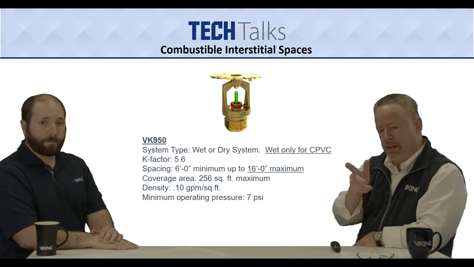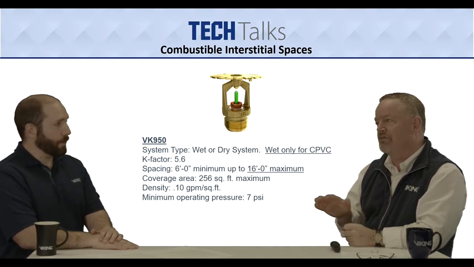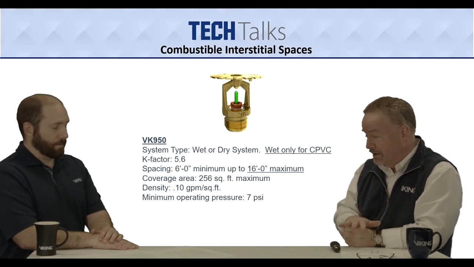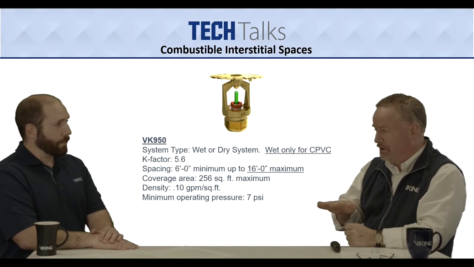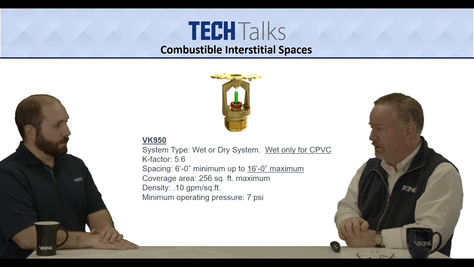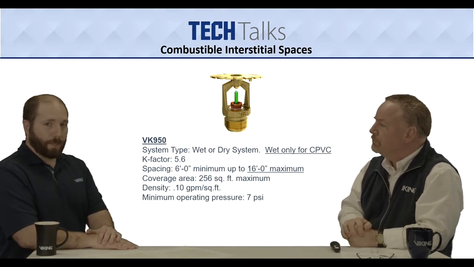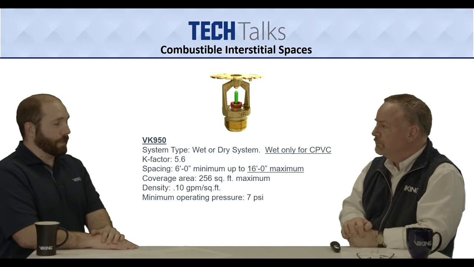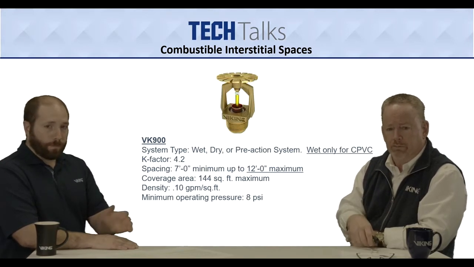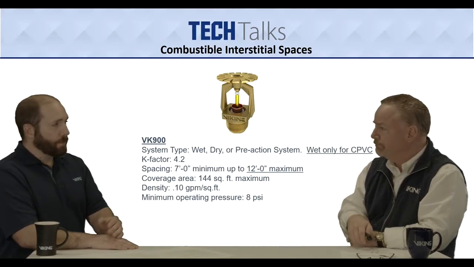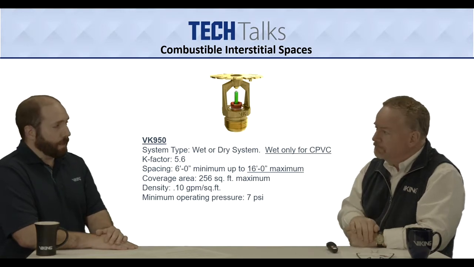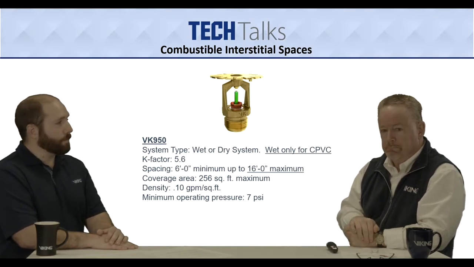But let's talk a little bit about this VK950 here, because the VK950 has some advantages that the 900 can't provide, right? Because of its smaller K factor, the 900 doesn't have the same capabilities as the 950, which is our K56. Correct. If you were to take a look at the spacing for the VK900, its head was underlined as 12-foot maximum. Yep, 7 to 12, right? Exactly. So by using a little bit larger K factor with the VK950, we're actually able to get extended coverage spacing up to 16 feet.